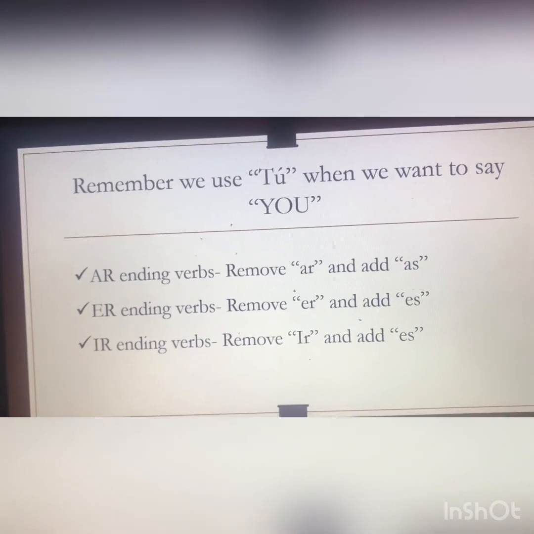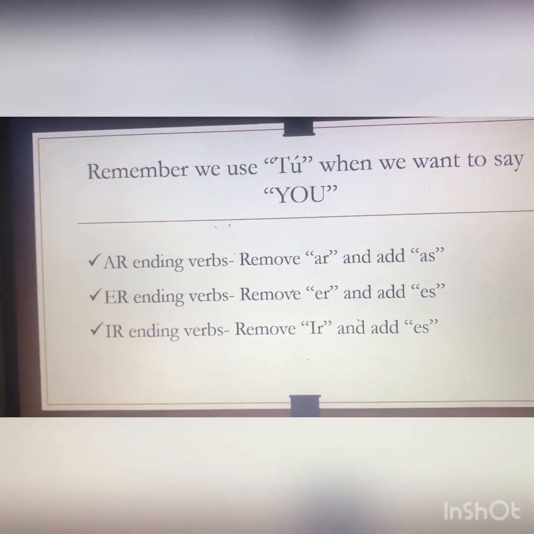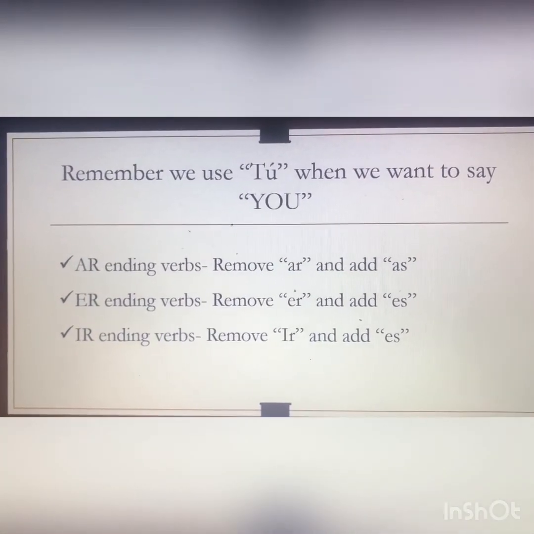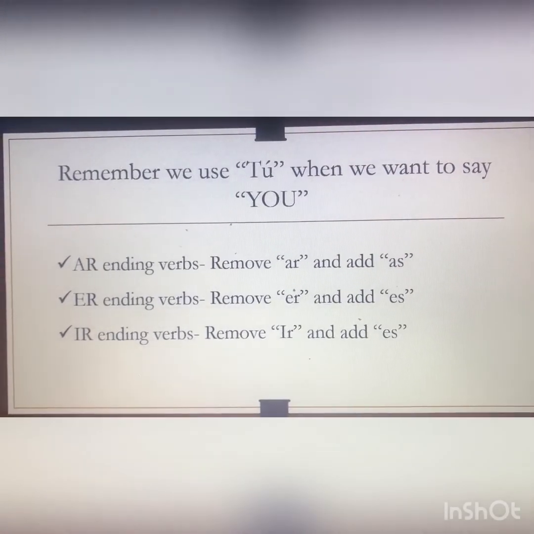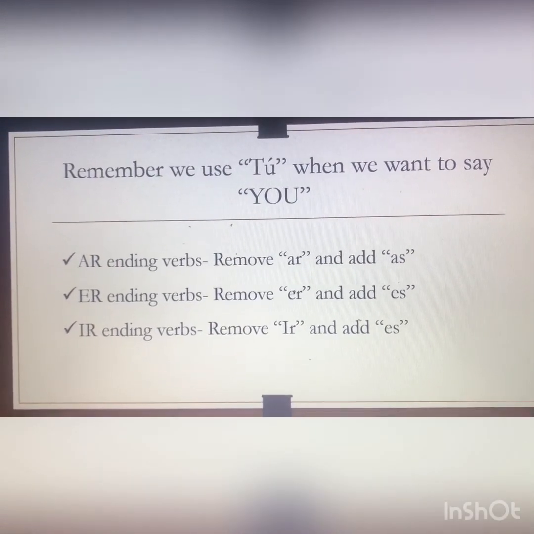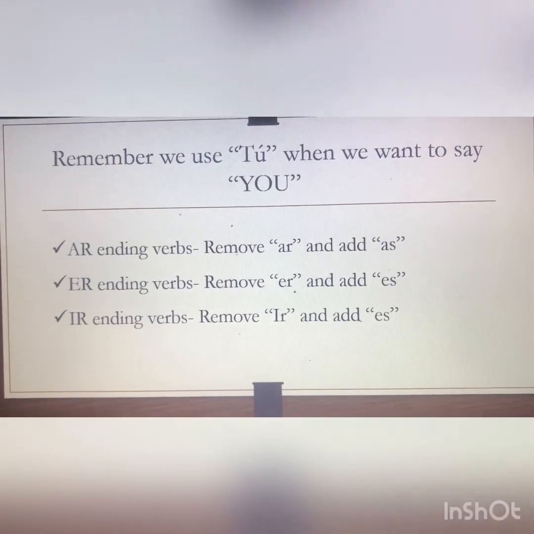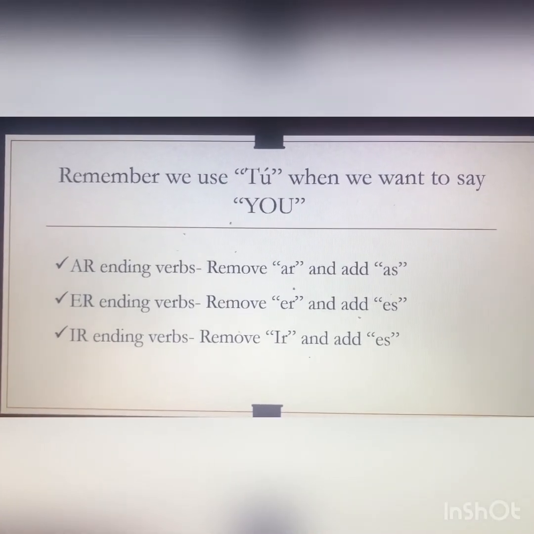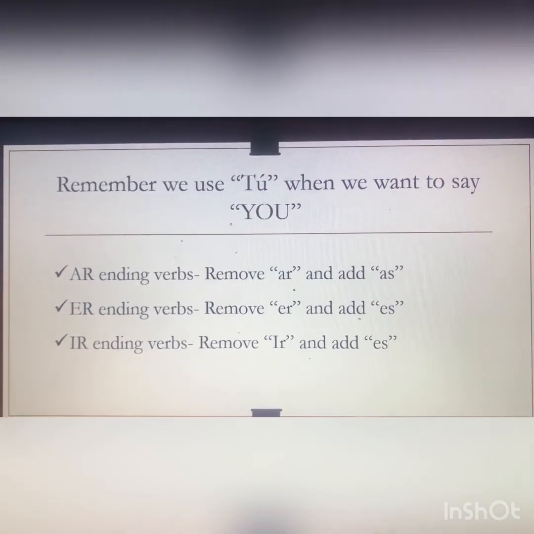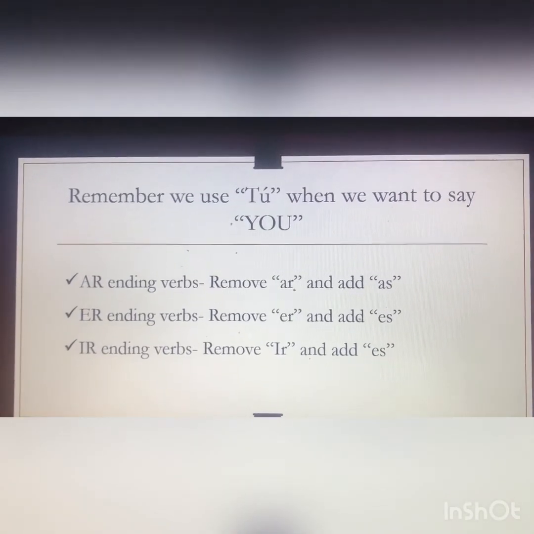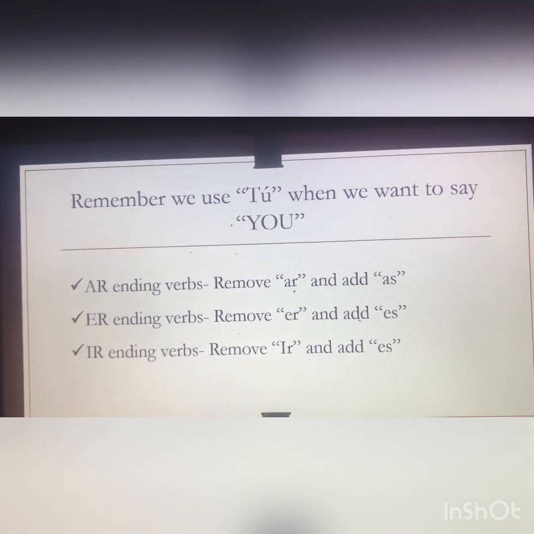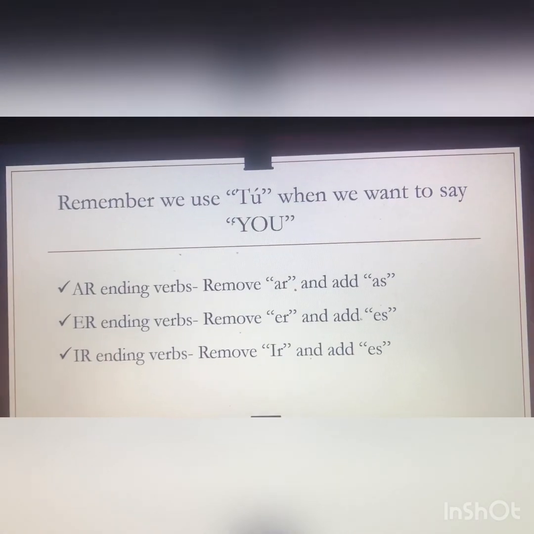So remember, for the AR verbs, you remove the AR and you would add an AS. For the ER ending verbs, you would remove the ER and you would add an ES. And for the IR verbs, you would remove the IR and add an ES. Remember I said the ER and the IR verbs, they both undergo the same change. Alright? So basically, this is it.